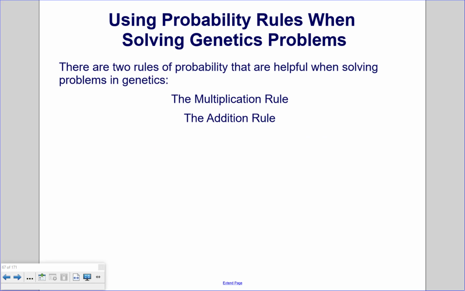Using probability rules when solving genetics problems. There are 2 rules of probability that are helpful when solving problems in genetics: the multiplication rule and the addition rule.